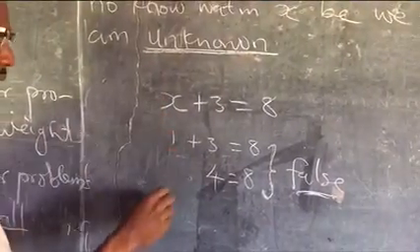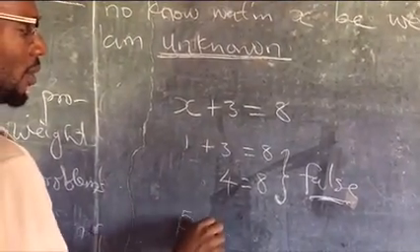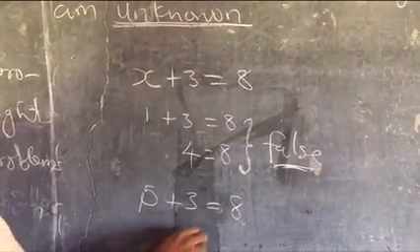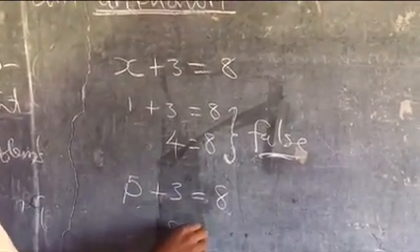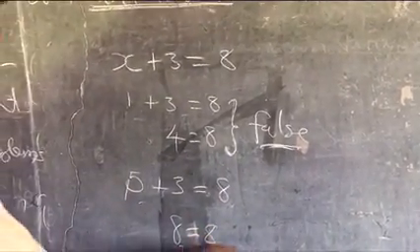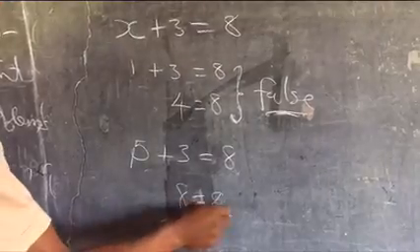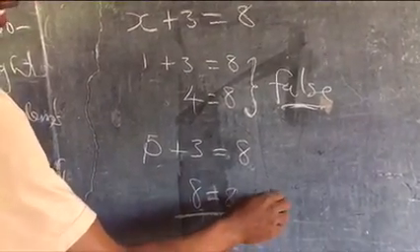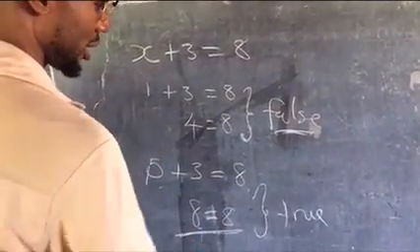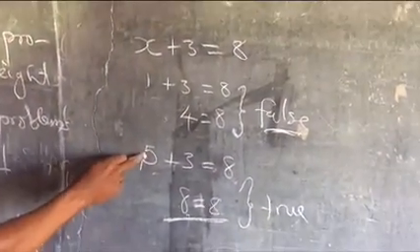But if we guess, say x is 5, then if we add 3 to 5, we get 8. So it means this one doesn't balance, right? 8 is not equal to this side. So this value of x doesn't make our equation true.